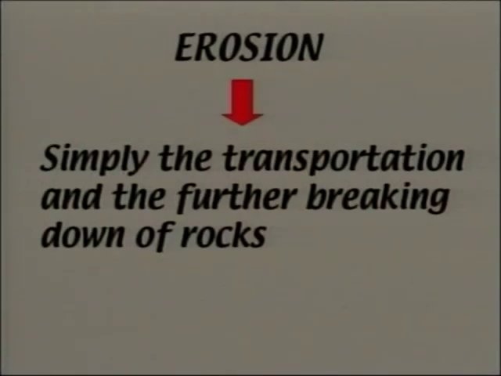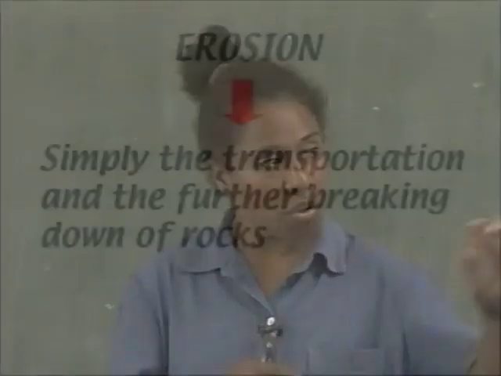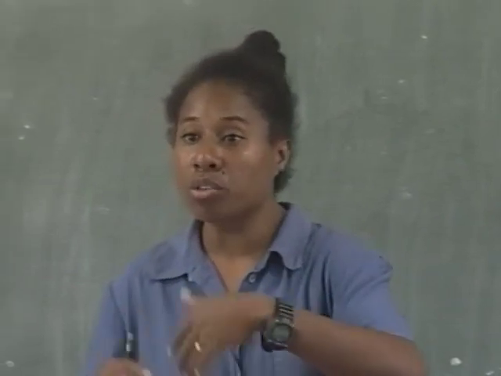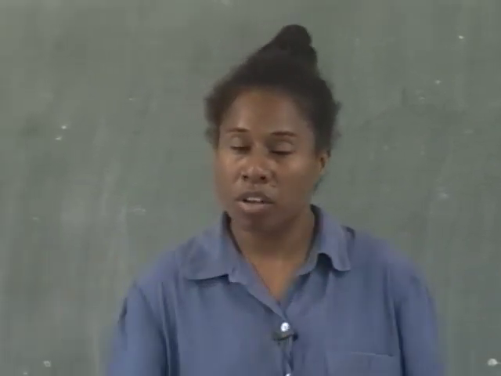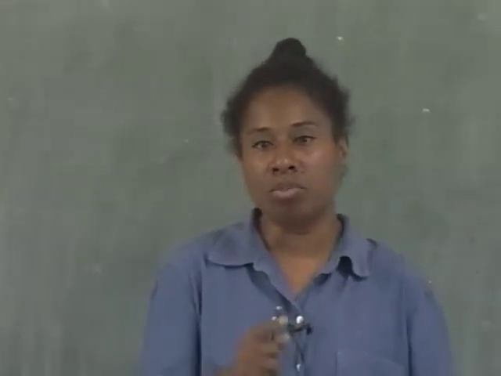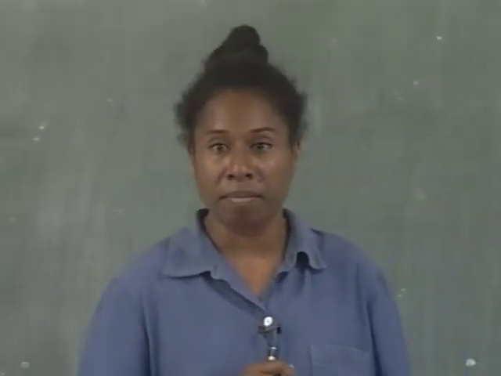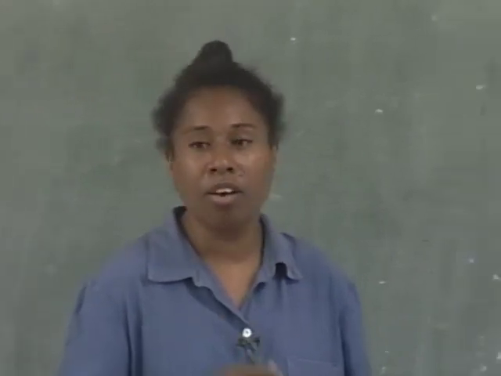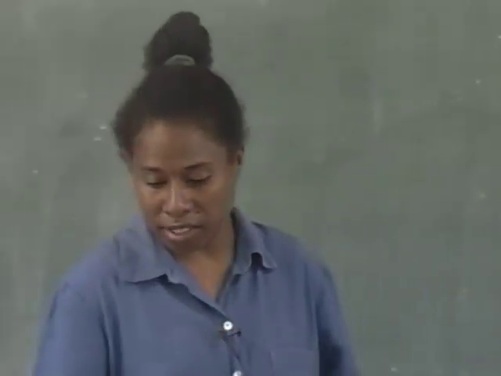Note that erosion now takes place, and in erosion, note the definition of erosion. It is the transportation, which is the movement, as well as the further breaking down of materials. So those rocks that have been broken down already, they move. And while they are moving, they are also further being broken down. So we can say that erosion is both transportation and weathering. You're following? Okay.